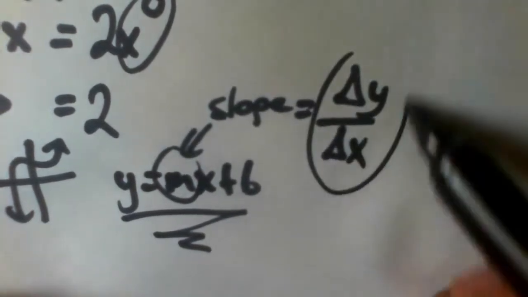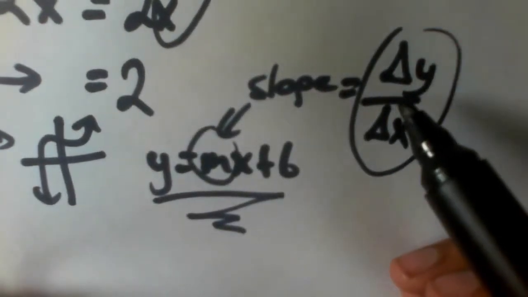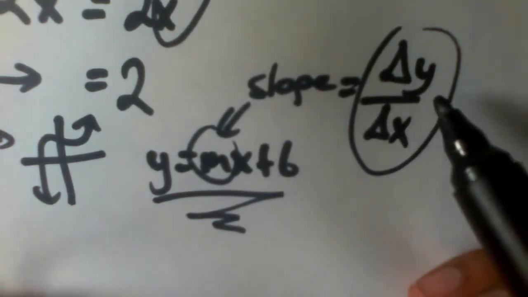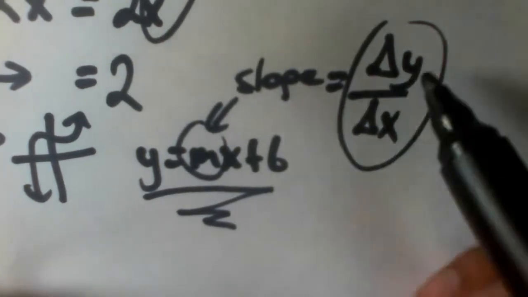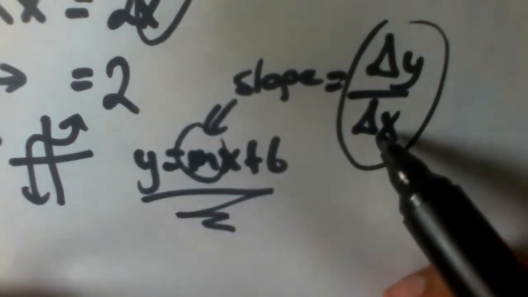Well, basically this right here is the same thing that we're doing when we're taking the derivative, except we're imagining that our change in y and change in x are infinitely small. So for an infinitely small change in y and an infinitely small change in x, what's the slope at that moment?